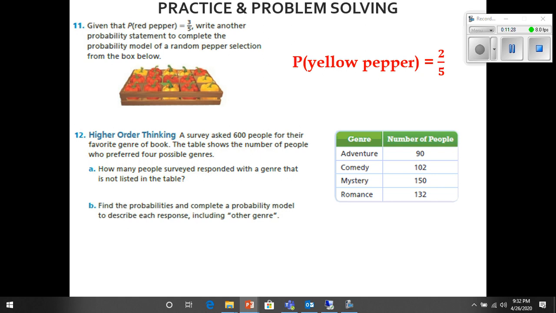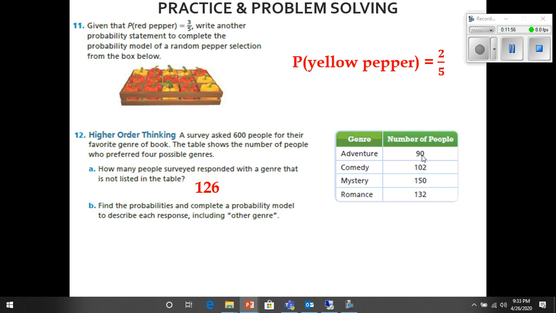That's going to give us 126 people that did not pick any of those genres. So the answer is 126 people. You add up the total, and then you subtract it from the number of people asked. So find the probabilities and complete a probability model to describe each response, including other genres.